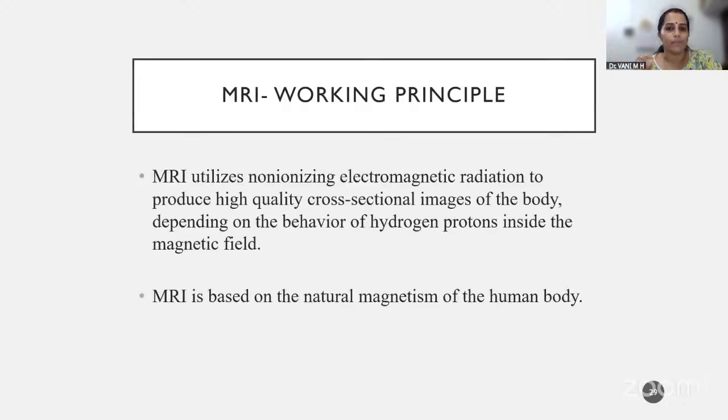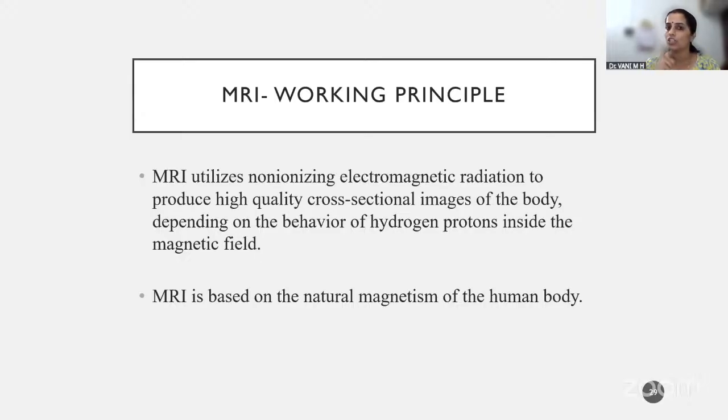The principle of MRI is quite complicated for your level. So mainly you should just understand that it is based on the natural magnetism of our human body. We have a lot of water in our body, and we have H+ ions, which are the protons. That is the proton density in our body. So just highlight in such a way that these protons are positively charged. They can rotate. That is called spin of the protons.